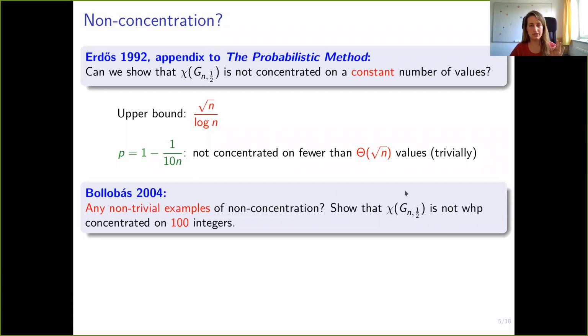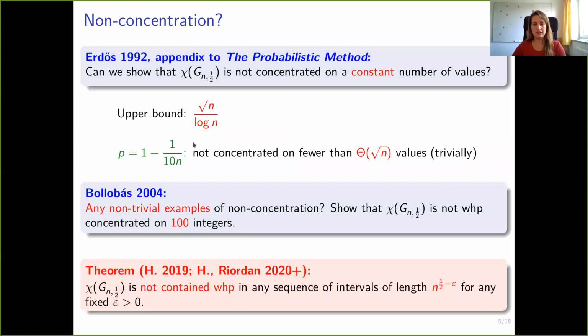Okay, so the result I want to talk about for most of the rest of the talk is the following. We're going to show that the chromatic number of G(n,1/2) is not contained with high probability in any sequence of intervals of length n to the 1/2 minus epsilon for any fixed epsilon.